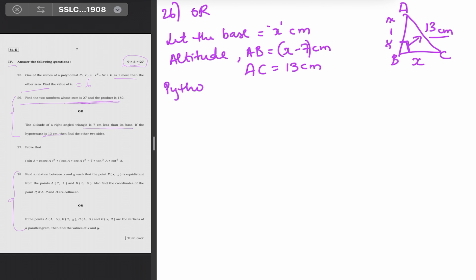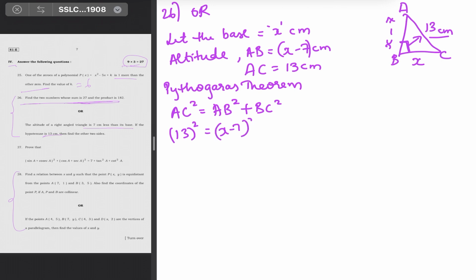By using the Pythagoras theorem, we know that the square of the hypotenuse is equal to the sum of squares of the other two sides, that is AB square plus BC square. 13 square will be equal to, what is AB? x minus 7 whole square. What is BC? It is x square. 13 square is 169.